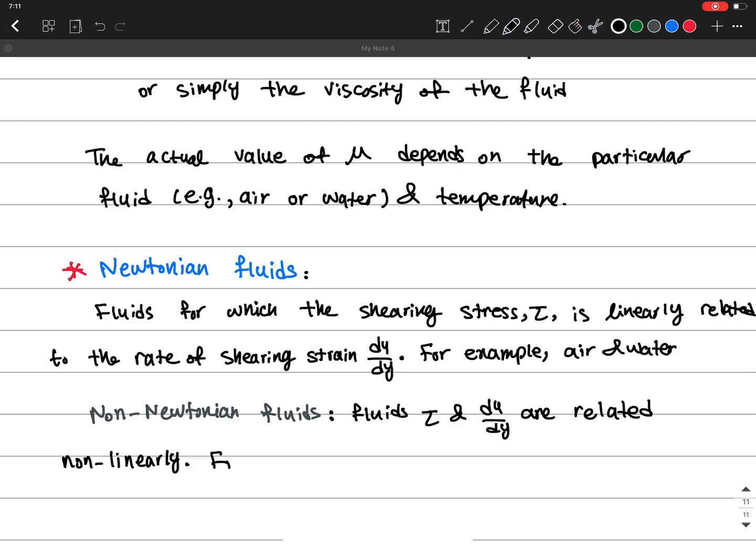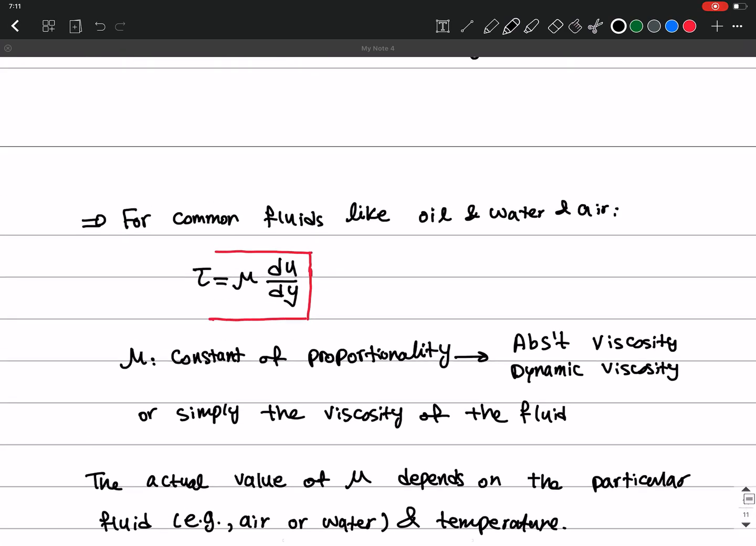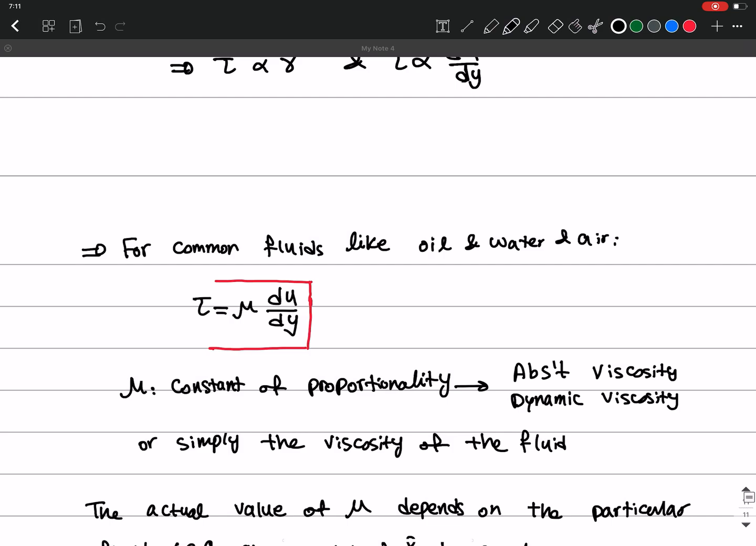Some examples of non-Newtonian fluids are toothpaste or some plastics. So for example, toothpaste: if you have a shearing stress, that shearing stress is not linearly related to the velocity gradient.